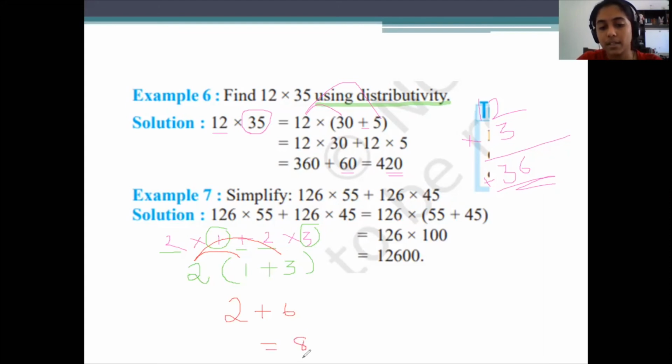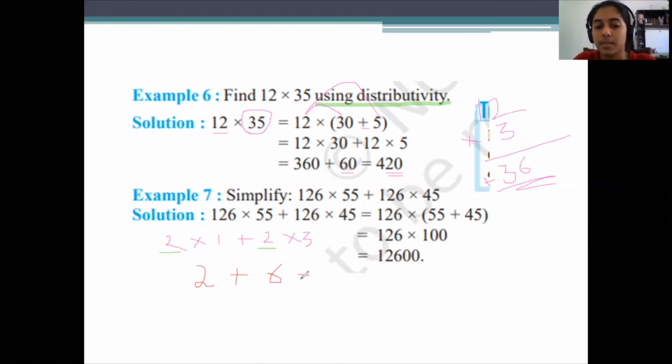Okay. So first what I did is I took 2 common outside and then I wrote 1 plus 3, whatever was left, and then I used the distributive approach and found my answer. Now if I didn't use the distributive approach, let's see what answer we get. So 2 into 1 is 2 and 2 into 3 is 6. Do we get the same thing? Yes, we get 8.